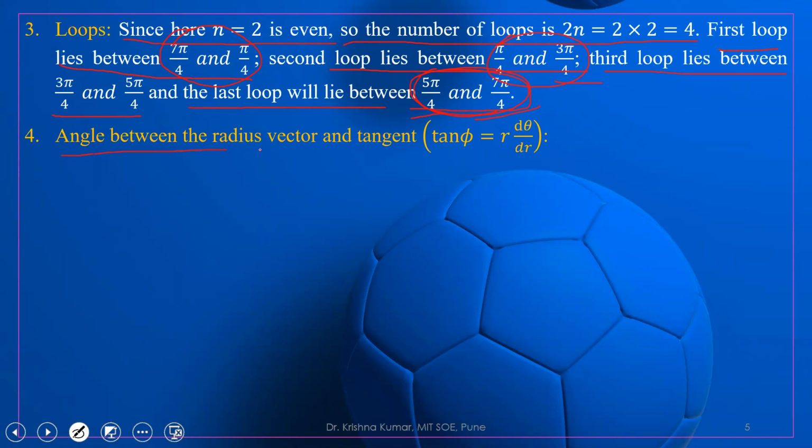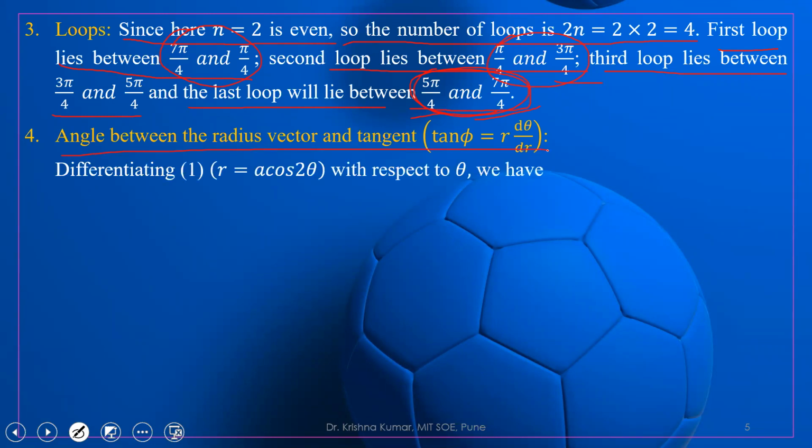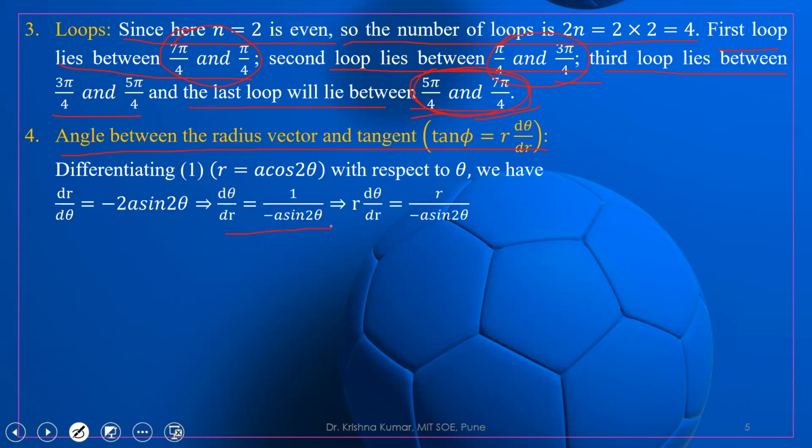Again, for the angle between the radius vector and tangent, this is similar. r equal to a cos 2 theta. So let us differentiate it. dr by d theta equal to minus 2a sin 2 theta. Let us take its inverse. d theta by dr is 1 upon minus 2a sin 2 theta. Let us multiply both sides by r. So r d theta by dr is equal to r upon minus 2a sin 2 theta.